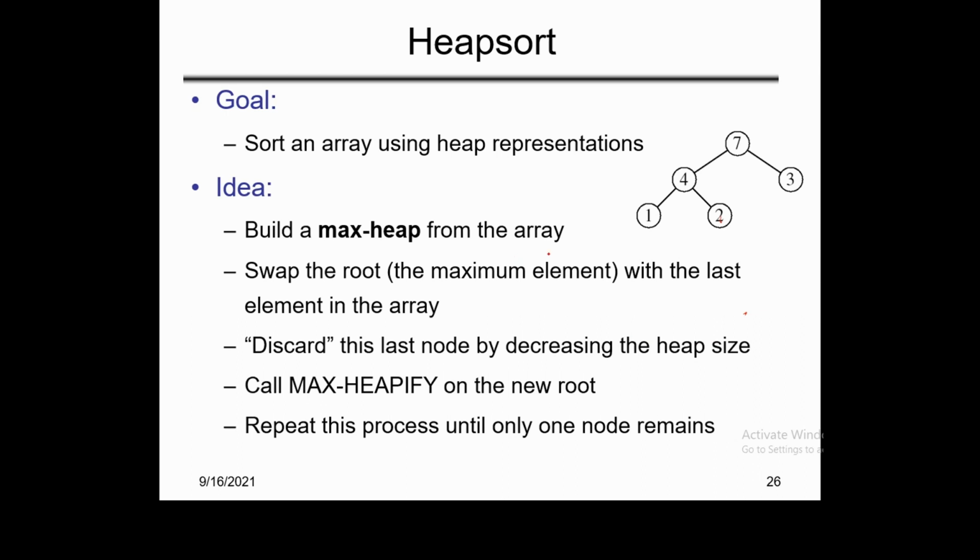Build a max heap from the array. Swap the root, the maximum element, with the last element in the array. Now discard this last node by decreasing the heap size. Again call max heapify on the new root for restoring the heap properties, and repeat this process until only one node remains. So this process goes on till only a single node remains there.